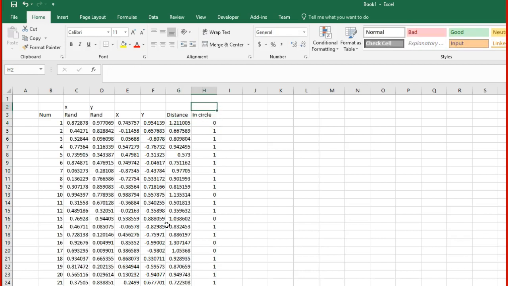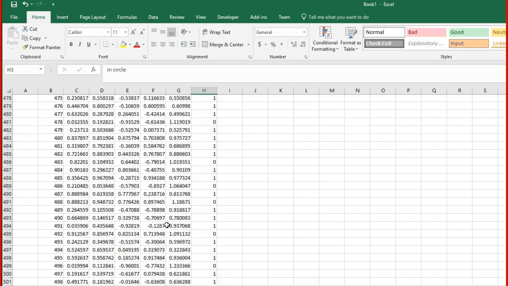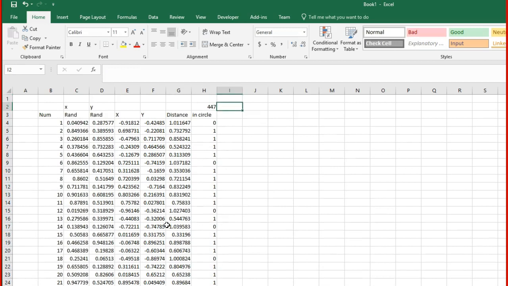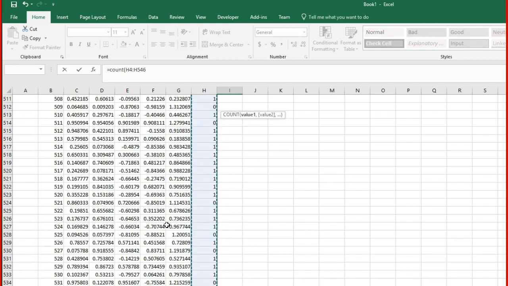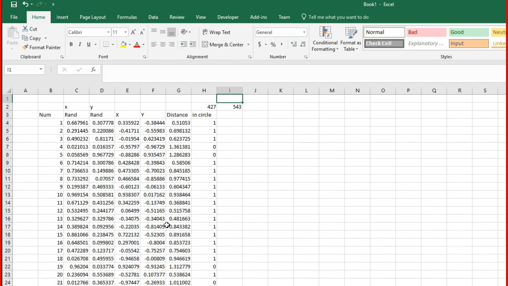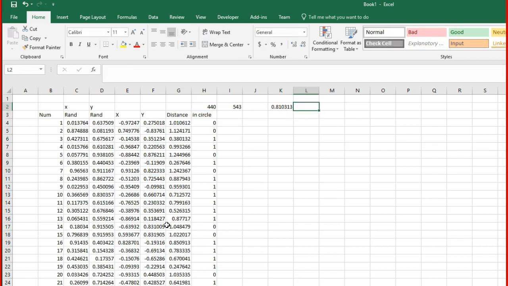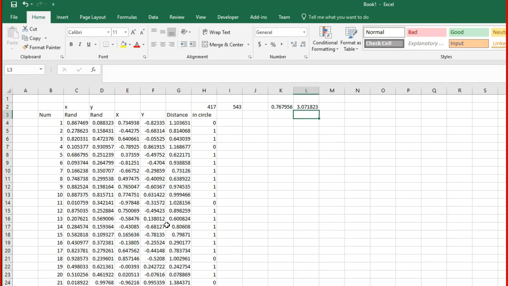And now we just need to add how many of these points are in the circle. 447 out of, we can count how many points in total. We have 543, so the ratio is 427 divided by 543, and in order to compute pi, this number would be 0.81 times 4, right? And the estimate we get is 3.07 for that ratio.